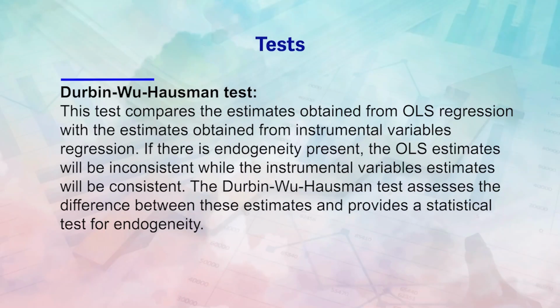So some tests we can go for. The first test that is suggested is the Durbin-Wu-Hausman test, which means that the test estimates the results from the OLS regression, and if there is endogeneity, then the OLS estimates will be inconsistent and the instrumental variables estimates will be consistent. So this test will clearly tell us whether the endogeneity problem is there or not. The null hypothesis says that there is no correlation between the error and the independent variables, but the alternative is just the opposite. So if this test is statistically significant, then endogeneity is a severe problem.